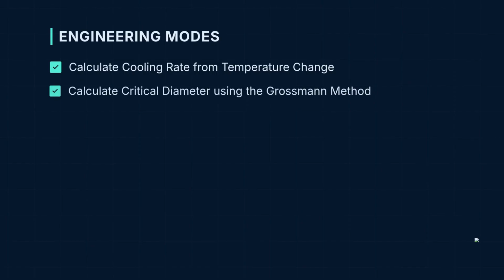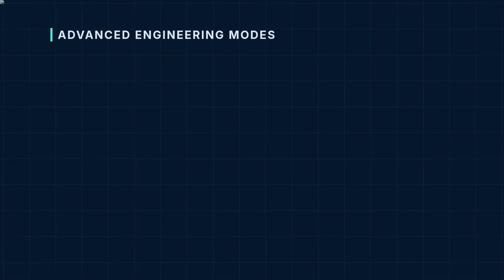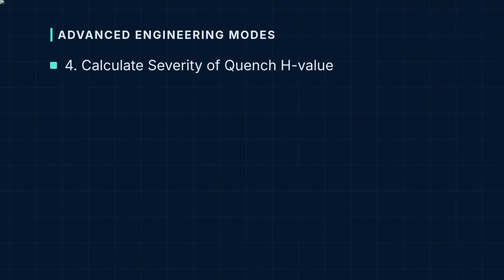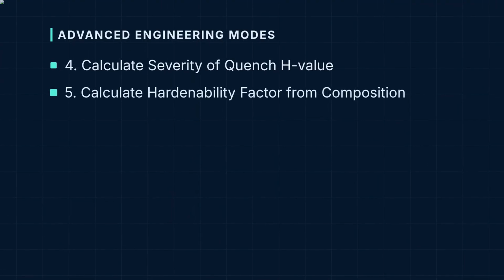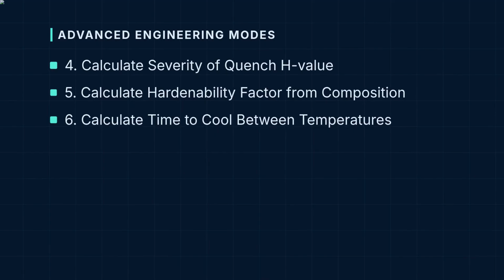You can calculate cooling rate from temperature change, calculate critical diameter using the Grossman method, calculate Jominy distance for target hardness, calculate severity of quench H value, calculate hardenability factor from composition, or calculate time to cool between temperatures. For this demonstration, I'm using calculate cooling rate from temperature change.